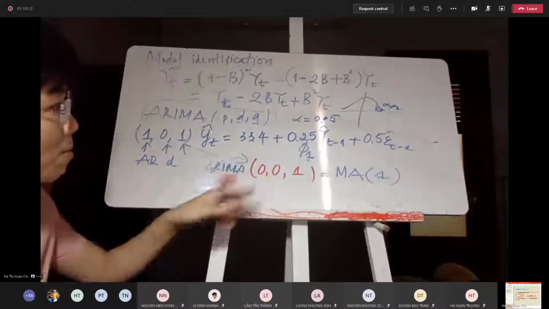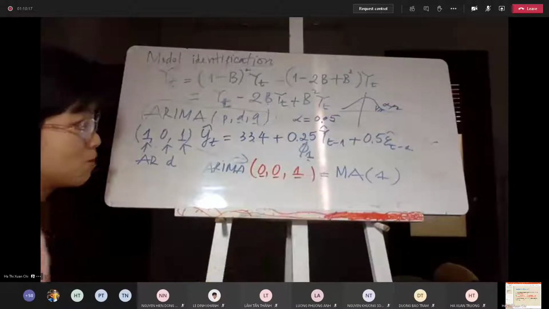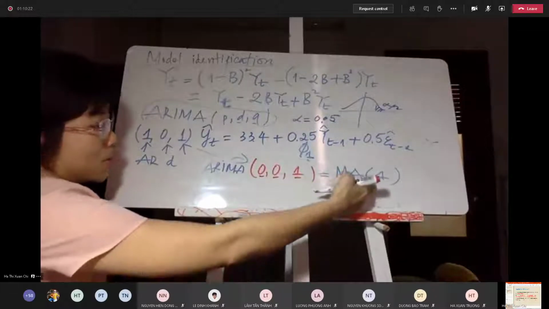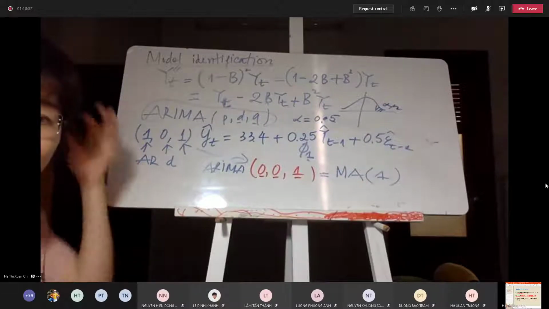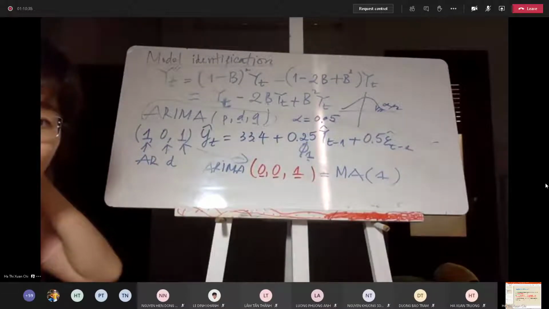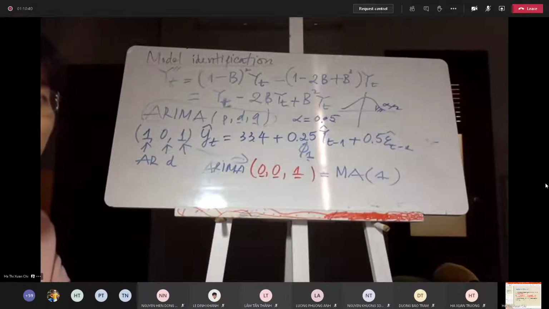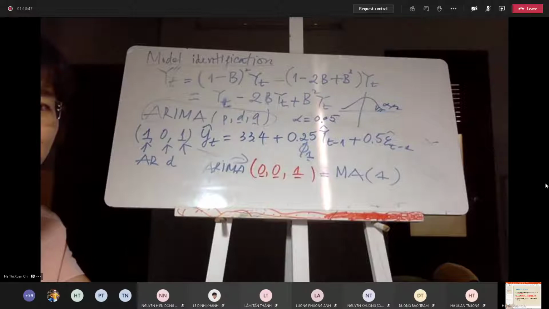In this step, we already estimated the coefficients, so we fit the model like this. The next step is model checking. What should we check in model checking? We check the adequacy. So what is adequacy?